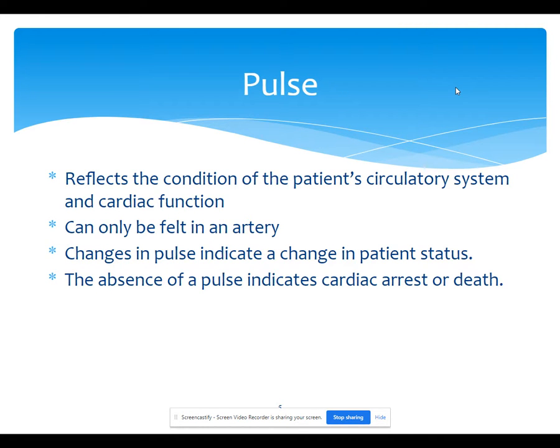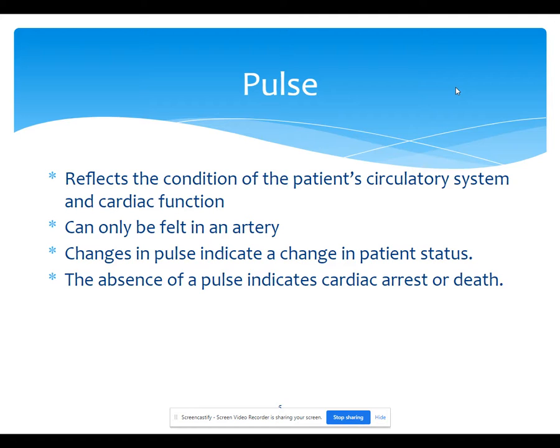Starting with pulse. This reflects the circulatory system and cardiac function. Now, a pulse can only be found in an artery. It cannot be found in a vein. So you have to make sure you're finding an artery, not a vein. A change in pulse is going to change patient status, and obviously, absence of pulse is clinical death or cardiac death.